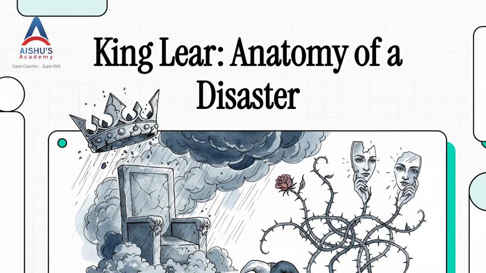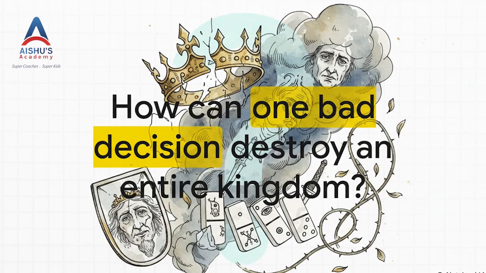All right, let's dive in. Today, we are taking a close look at an absolute masterpiece of tragedy, Shakespeare's King Lear. So, let's just start with this huge question. How can just one bad decision completely wreck an entire kingdom? I mean, this play isn't just a story. It's pretty much a case study in total catastrophe.